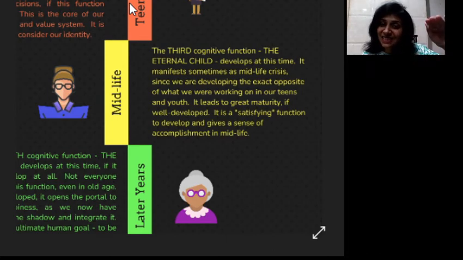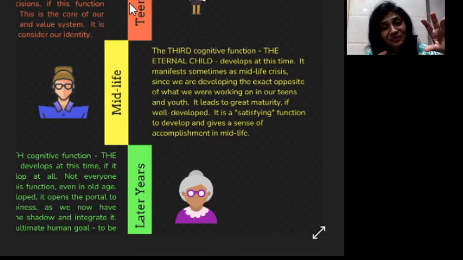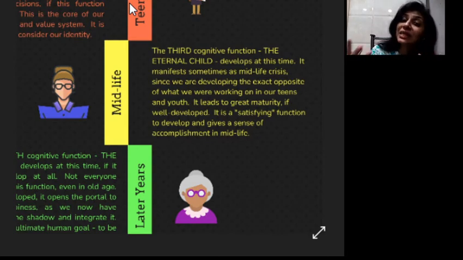So, if the second function was extroverted feeling, the third function will be introverted thinking. That's the opposite. It is difficult to do, but it's possible because by this time life has sort of primed you to be able to do that. And those who succeed in building the third function are those who bloom in their midlife.